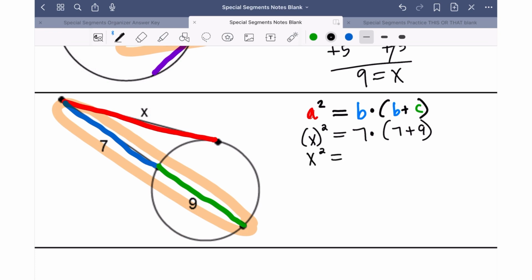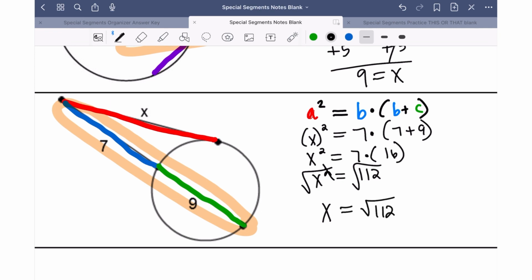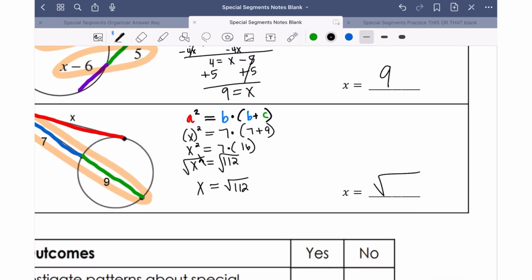So on this side, there's nothing to simplify. We can simplify 7 plus 9, which is 16. Okay. Keep going. What's 7 times 16? If you need a calculator, you can use a calculator, but I'll tell you it's 112. And looky here. Squared. How do you undo a squared? Square root it. Cancel it. I'll give you some good news. You don't have to simplify it. Just leave it like that. X equals the square root of 112. Okay. And that is it.